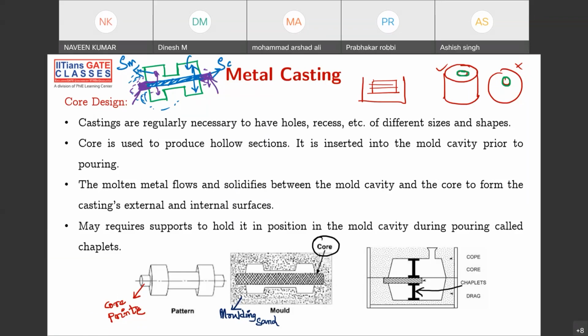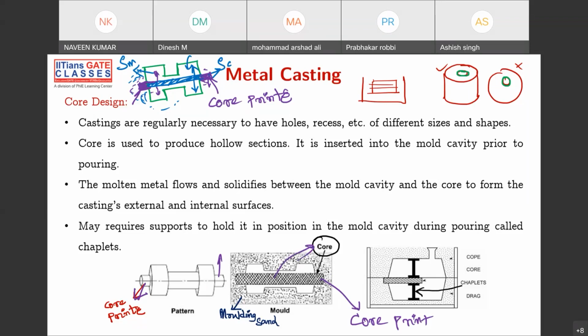And these protrusions are called core prints, to identify where we have to place our core. Okay, so that is very important. So you see, these are all core prints. This is a core print. This is also a core print. See, this is your core print here. And this is exactly your core.